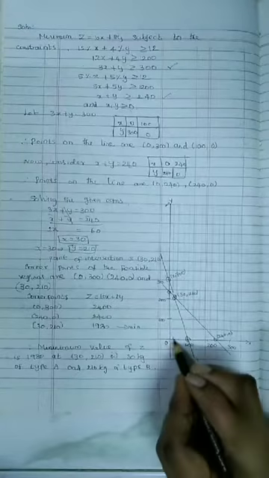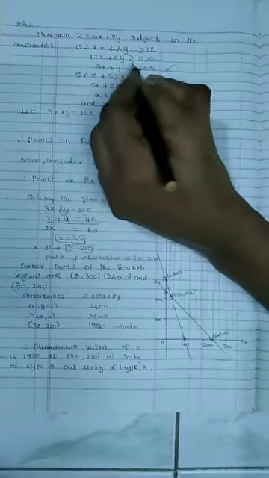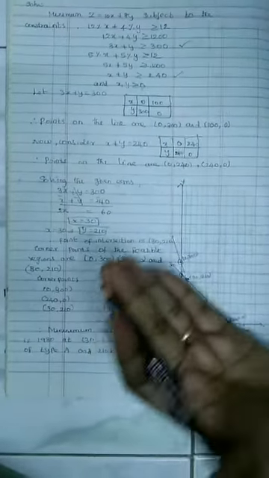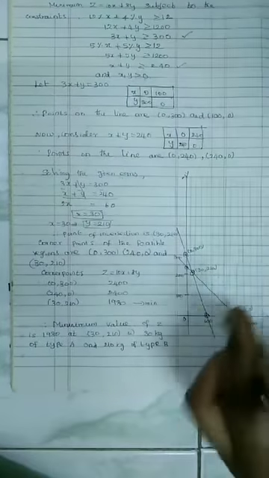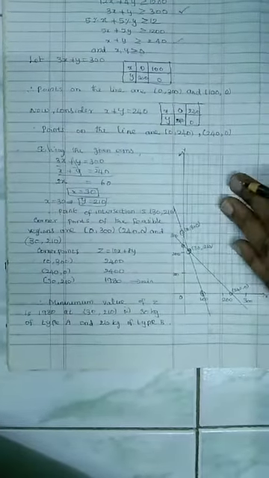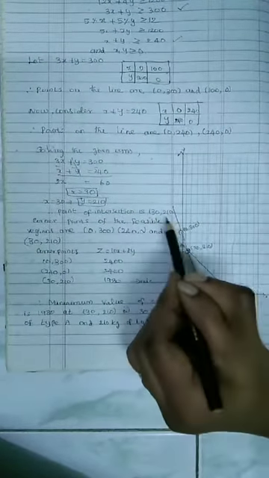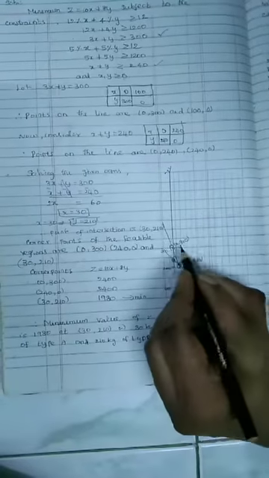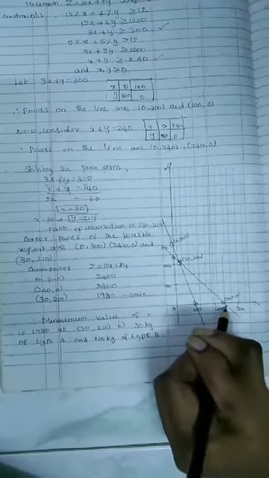So first of all, we check x and y. Putting x and y as 0, 0 means we get 0 on the left side, and 0 is greater than or equal to 300 is not possible. So the origin side is not the feasible region, and we take the other side. For both inequalities the feasible region is unbounded. The point of intersection is 30, 210. The corner points of the feasible region are 0, 300, 30, 210 and 240, 0.